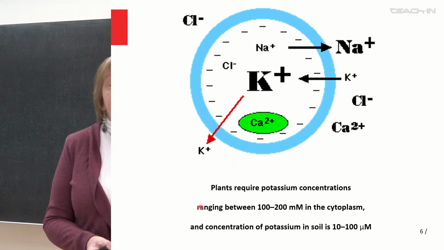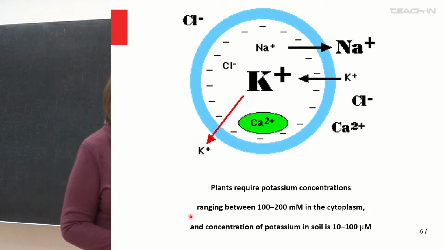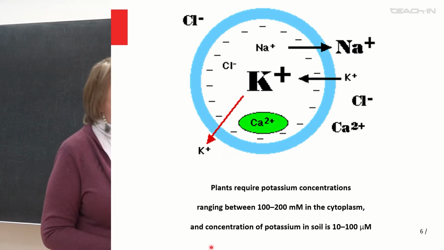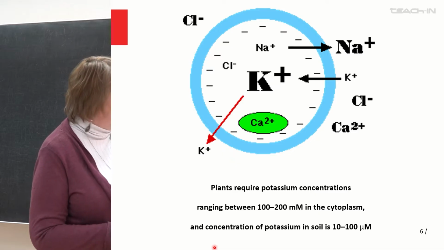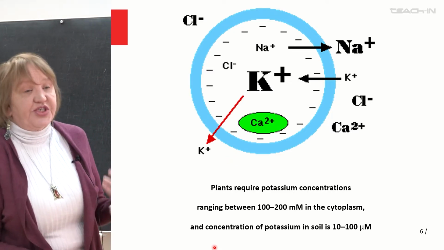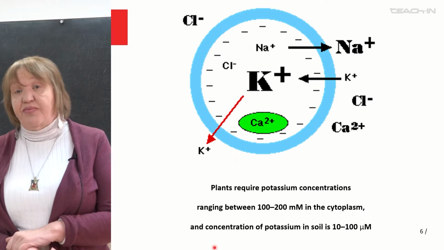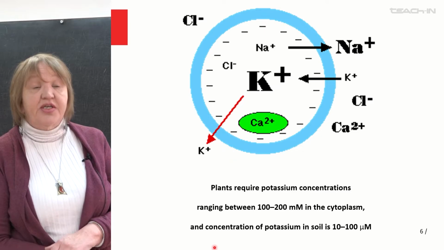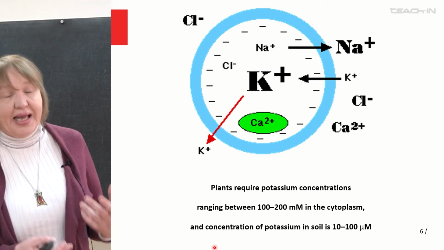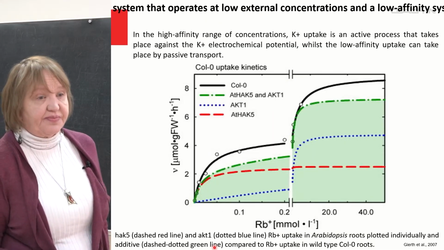You know that potassium concentration inside the cell is much higher than outside. It is about 100 to 200 millimolar inside, and about 10 to 200 micromolar outside. So the concentration inside the cell is about 1,000 times higher than outside, but you know that membrane potential in the cell is negative, so the electrical driving force compensates the chemical driving force, the gradient difference.